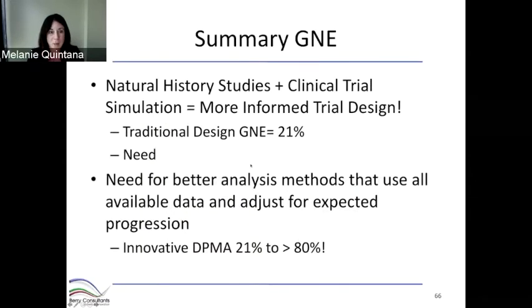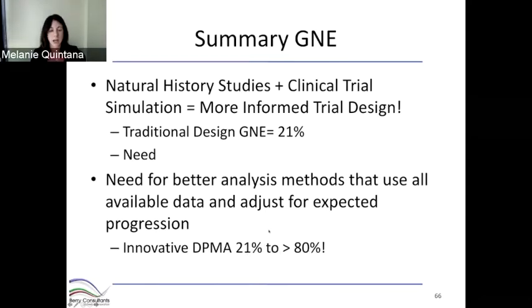So again, as I promised, the GNE story is quite similar to the Diane story, in that our natural history study and the data from that allowed us to have more realistic estimates of power. We could see that the traditional design, or even a trial that was recently run, had about 21% power. So there is a desperate need for better endpoints, better analysis methods. And in doing so, we were able to increase the power from 21 to 80.